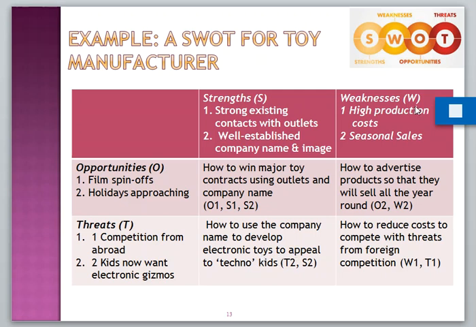Let's see another example of matching or mapping W's and T's. They found that they may map W1 here and T1 by wording this objective like this. How to reduce costs? They have here high cost, right? How to reduce costs to compete with threats from foreign competition. Okay, so they put these two together: reduce cost, deal with competition from abroad.